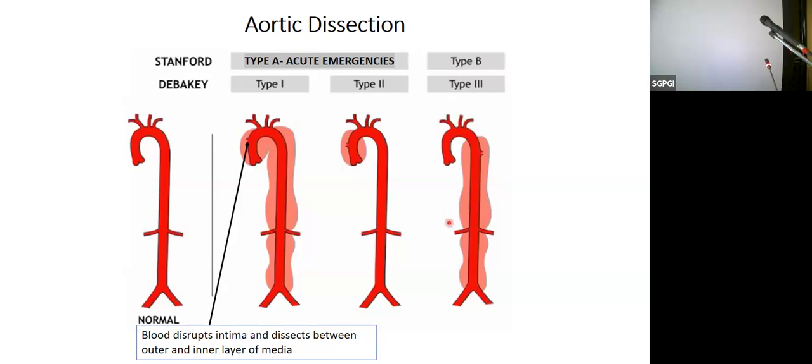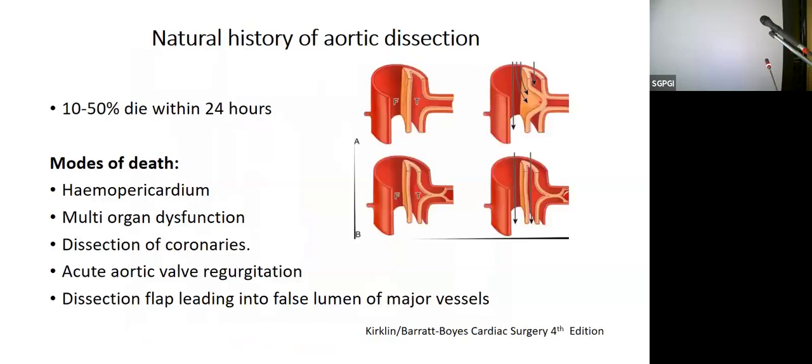So blood goes from here, and then it suppresses the true lumen. So distal to this area, the blood circulation to organs is compromised. If it goes into the carotid, it will compromise blood circulation to the brain. If it goes into the coronary, it will compromise blood circulation to the heart. And if this tear goes proximally, it can cause acute aortic regurgitation. That is also an acute catastrophe. So that's why we have to operate on this patient on an emergency basis.